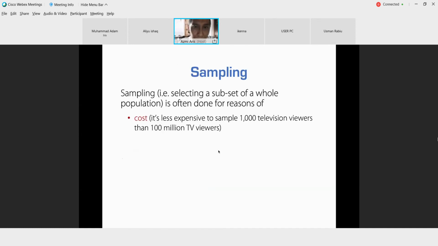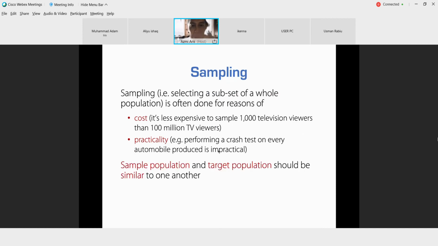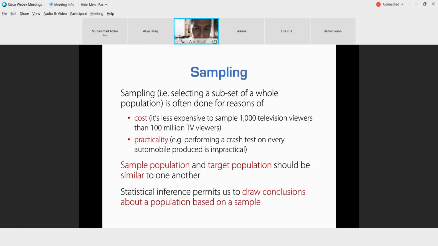Okay, in terms of sampling, you cannot do as many samples as you can. It is very costly and sometimes it is not practical. So you need to have a sample population which you get from the target population, which is similar to each other. So although the target population is maybe 100,000, you have a good sample population, so that the samples that you survey can be representative of your whole target population.